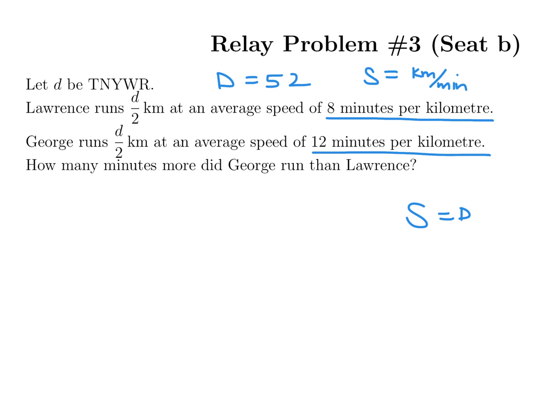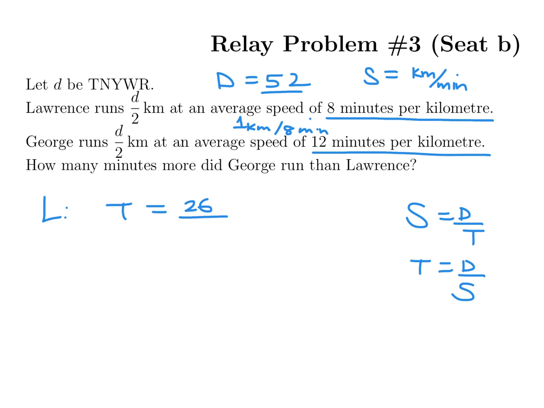Anyhow, speed is equal to distance over time, so time is equal to distance over speed, right? So for Lawrence, his time would be his distance, which is D over 2. Since D is 52, that's 26. And then the speed is 8, right? Well, hold on. See, I'm falling into the trap myself. It's actually 1 kilometer per 8 minutes.